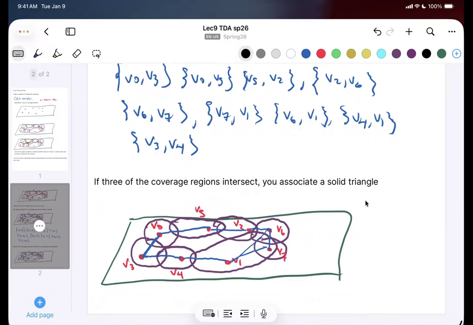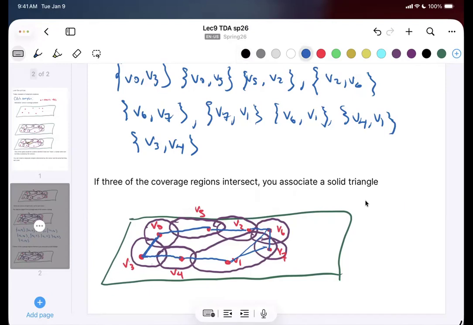In this case, the only one where there's actually an overlap of three regions, right? Oh, actually, I didn't finish drawing all of them. Because V2 and V1, they also have an overlap region, so I should draw an edge. I'll fix that. And okay, so let's do that before I continue.